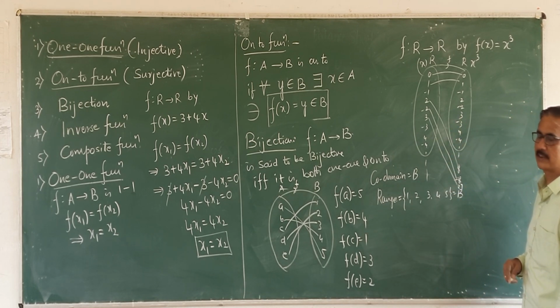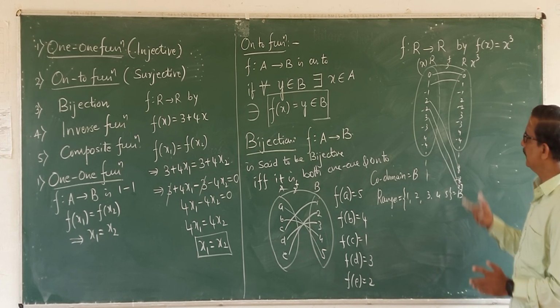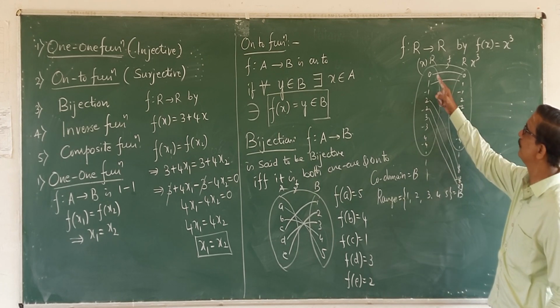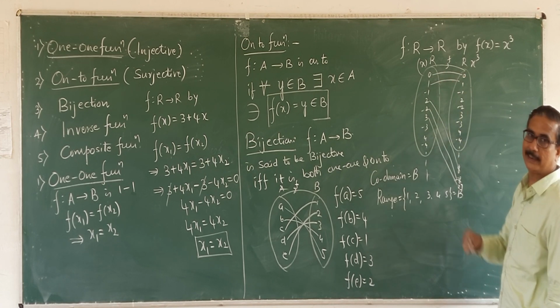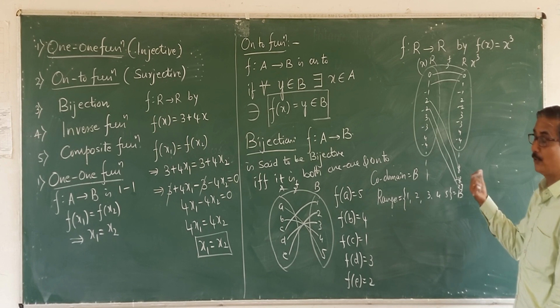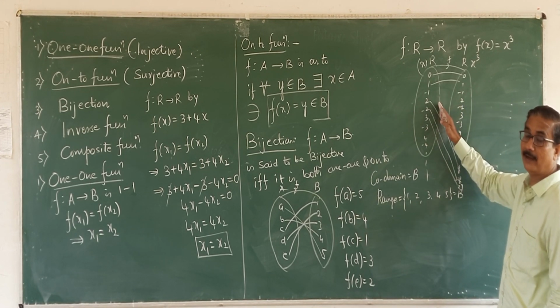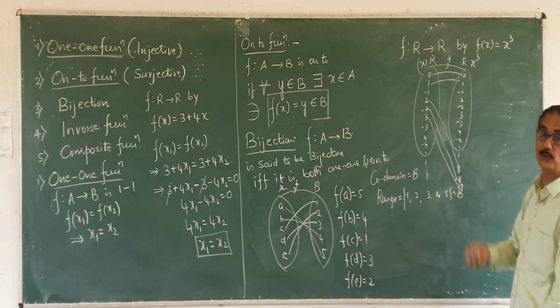Is it a 1-1 function? Yes, here it is 1-1, because different elements have different images. Is it an onto function? See, is it onto? No. All of these numbers do not have images. Here the codomain is not equal to the range.